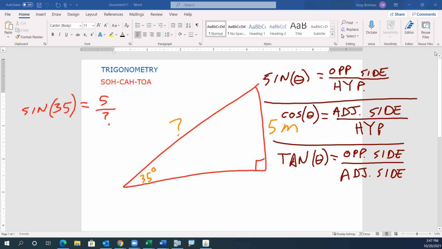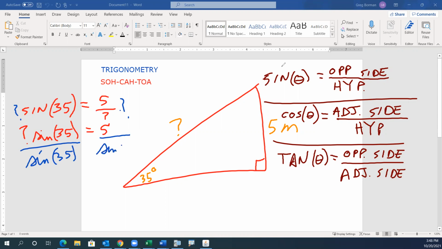Okay, so we want to solve for this guy here. So what is that on my screen? Okay, there we go. And then we'll multiply both sides by the denominator like we always do. So we've got whatever it is we're looking for times sine of 35 is 5. And now we can divide by sine of 35 degrees. And then those guys cancel. And now we'll go to the calculator to get this guy.